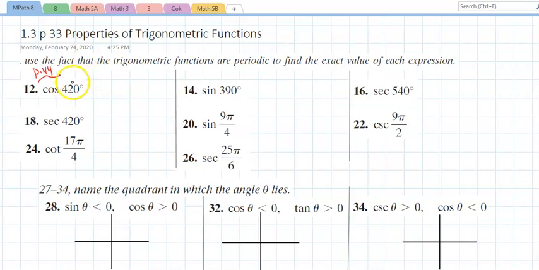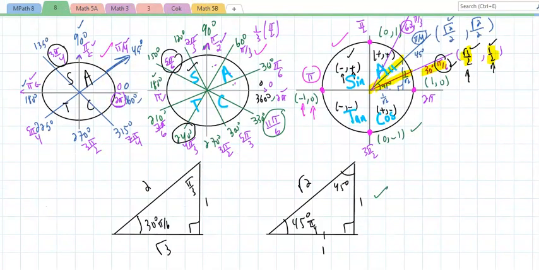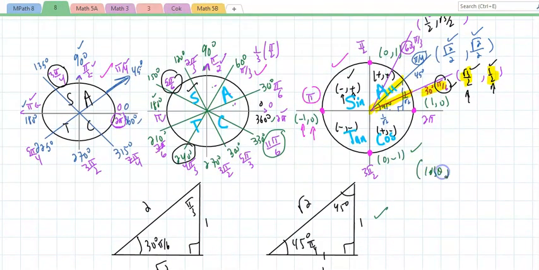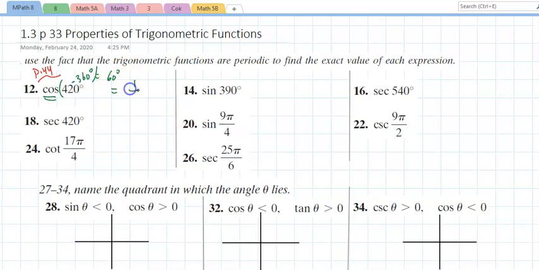420 is too big. Coterminal to that, I could subtract 360 degrees. What does that mean? I could do that any time I want. That would be the cosine of, if I subtract that, 60 degrees. So I'm looking for the cosine of 60 degrees. Two ways of figuring that out. Either I look at 60 degrees, cosine is 1/2, or 60 degrees, cosine is the adjacent over the hypotenuse. Either way, that's 1/2.